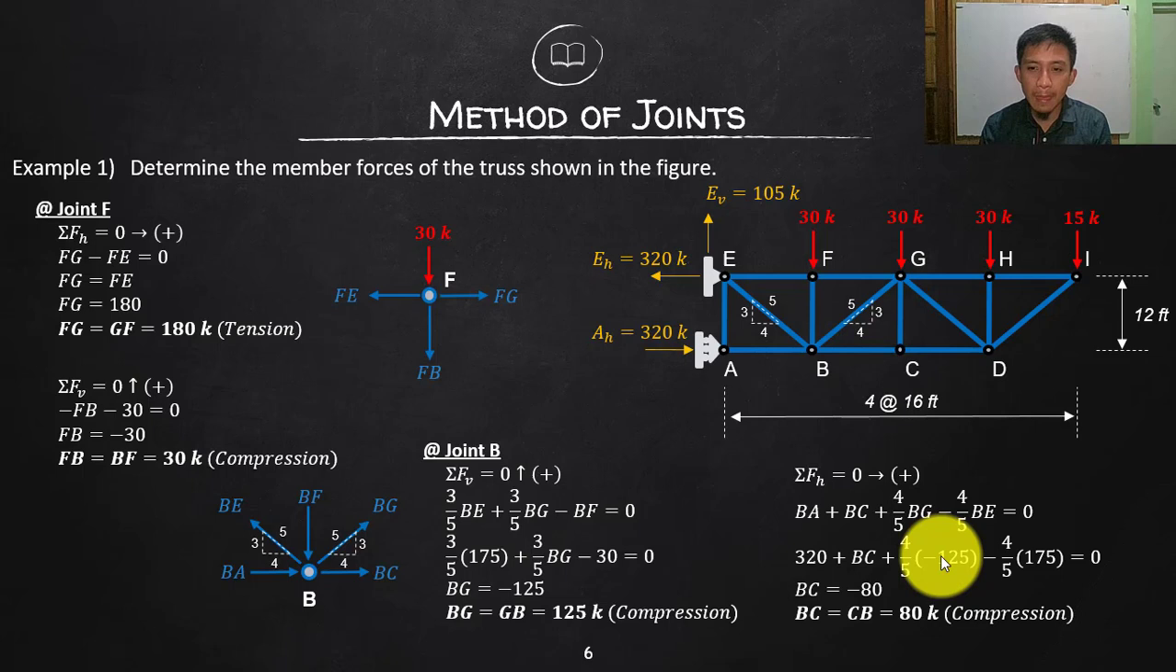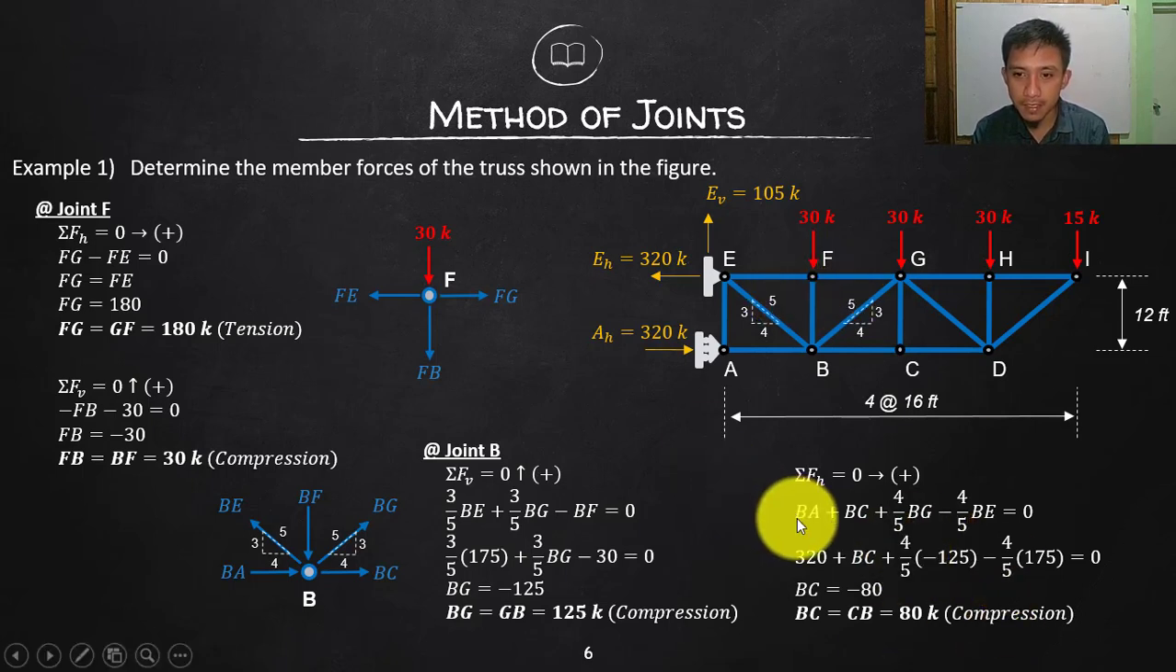So again, what else? Let's start again. Summation horizontal is BA going to the right, BC going to the right. I will follow this, which is tension still, going to the right. So a component of that is going to the right, 4/5 of BG, and then negative 4/5 of your BE, which is going to the left. Substitute whatever is given.